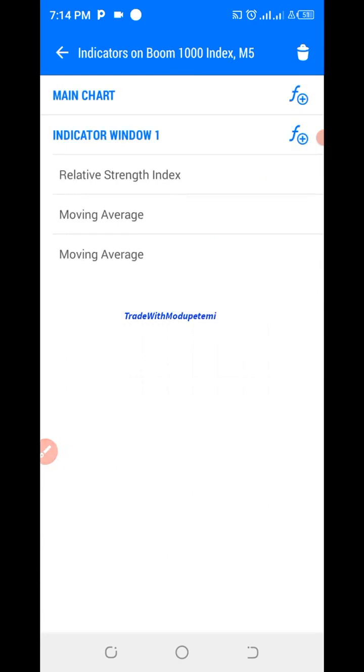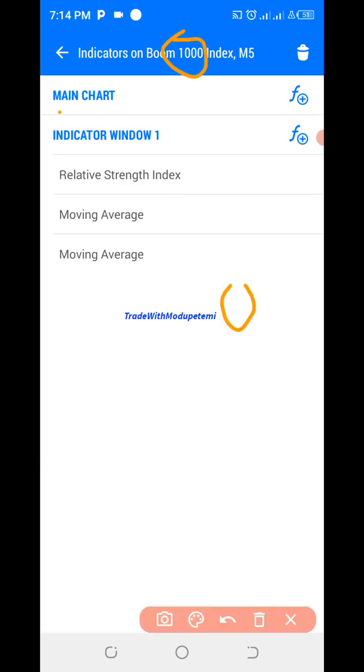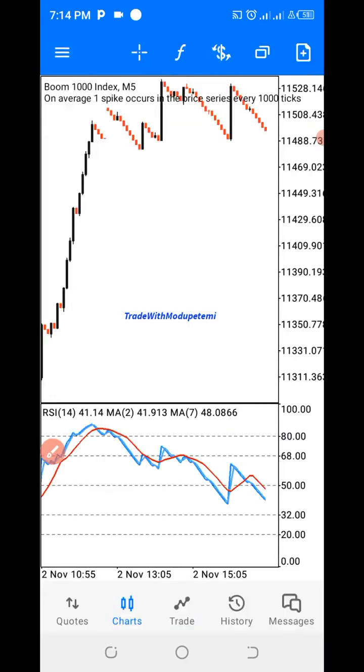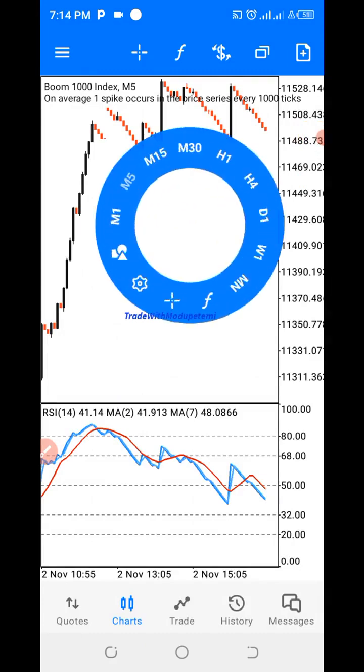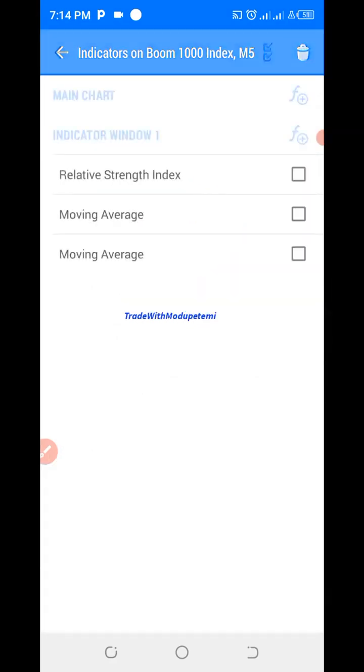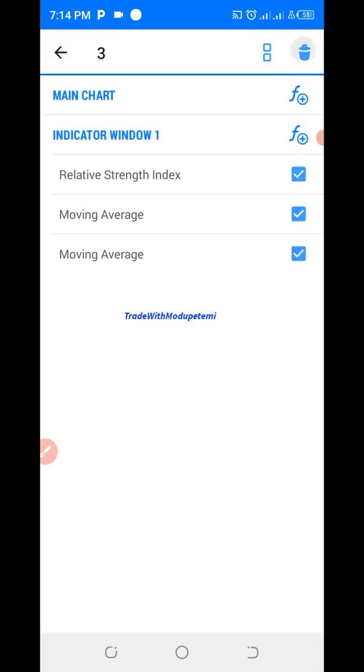So I've added the indicator on our chart. Now we are not using any indicator on our main chart. We are strictly not using any indicator on the main chart. It's just going to be the indicator window alone. And for easiness, I can still delete all those indicators, then add it back, so that it is clear for those of you that are new to it.